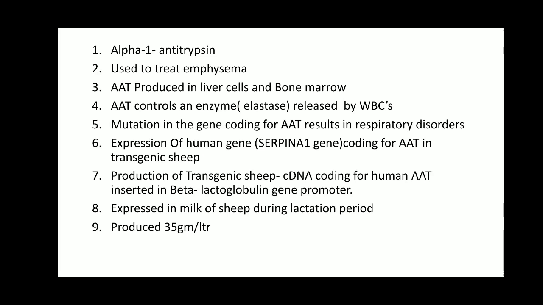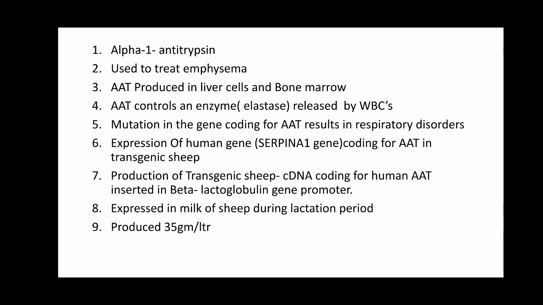What is this alpha-1 antitrypsin? It is a biological product, also known as a protease inhibitor. It is a protein; proteins can act as hormones, and proteins can act as enzymes. This alpha-1 antitrypsin protein is acting as an enzyme, that is, a protease inhibitor, and it is used to treat a condition or disorder known as emphysema.